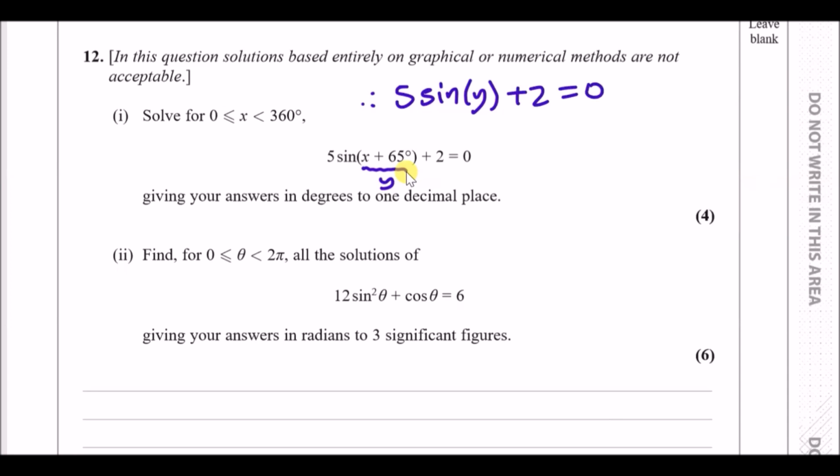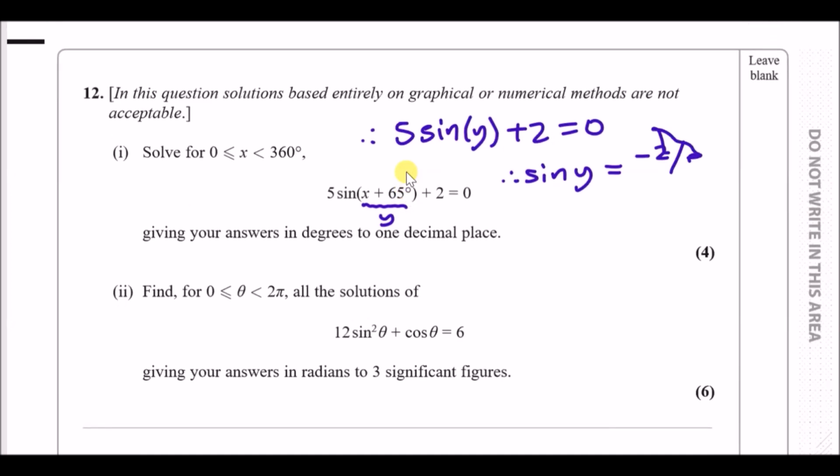Okay, so this doesn't look as bad as previous. Now, what do we do from here? Well, let's go ahead and find the value of sine y, yeah? So what we could do is subtract 2 across and divide by 5. We're going to have an equation which is sine y equals minus 2 over 5. Now, this one looks straightforward. To find the value of y, we're just going to do sine inverse, yeah? So sine inversing this, you should get minus 23.6 degrees.